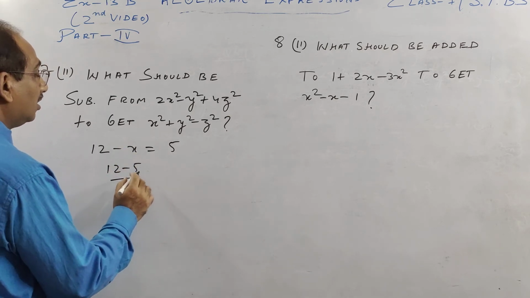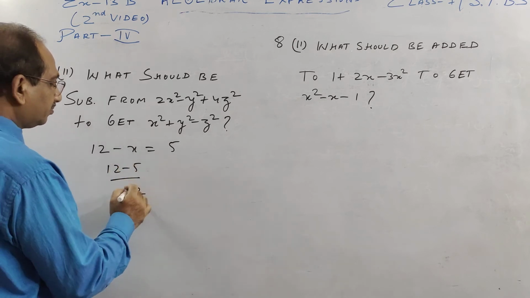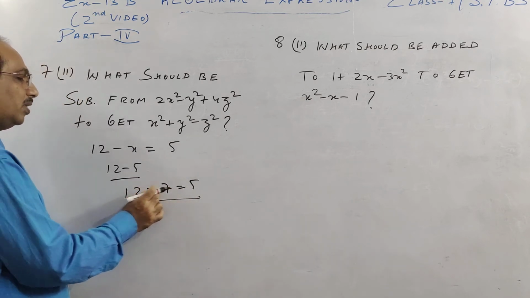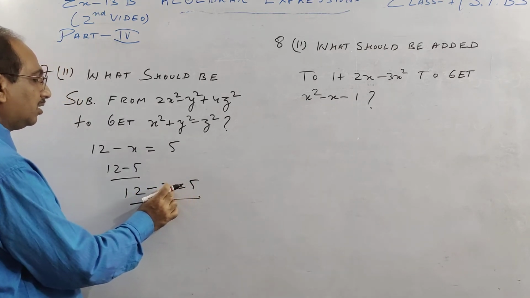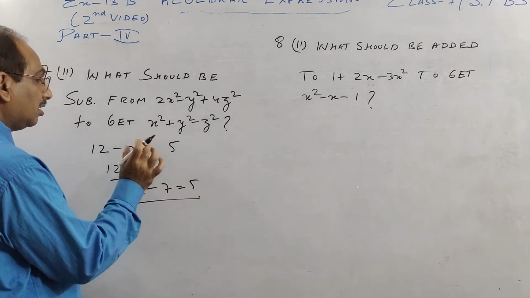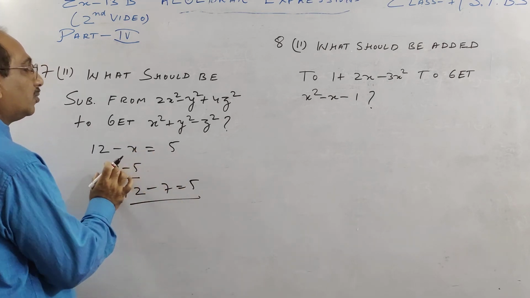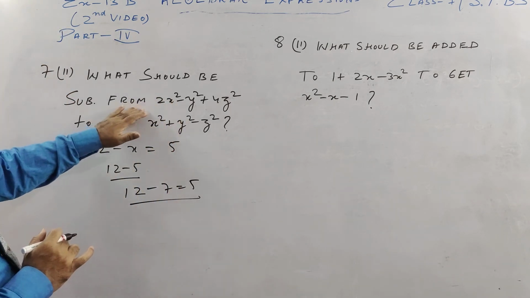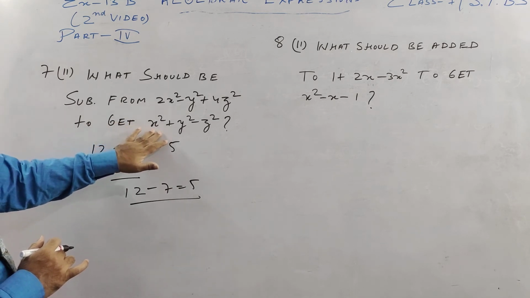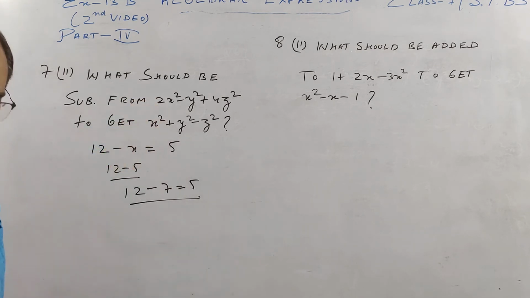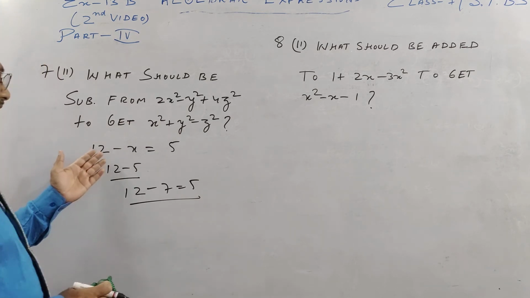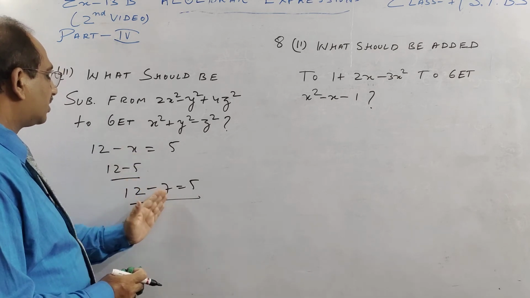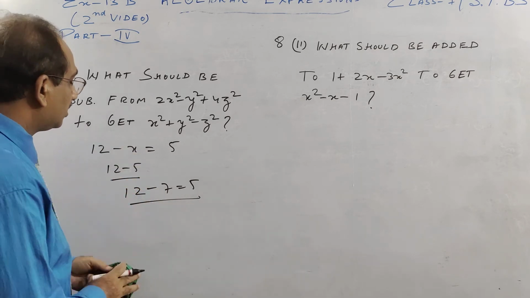Another way of looking is 12 minus 7 is 5. If you see what should be subtracted from 12 to give 5, how will you get 7? When you subtract 5 from 12. So what should be subtracted from 12 to get this? We will do this minus this. Very similar idea. What should be subtracted from 12 to give 5? It is 12 minus 5, 7. So you see I put here 7. 12 minus 5 is 7.